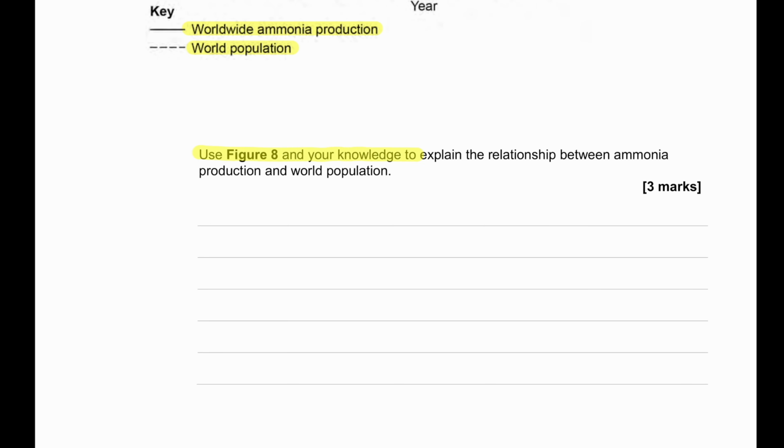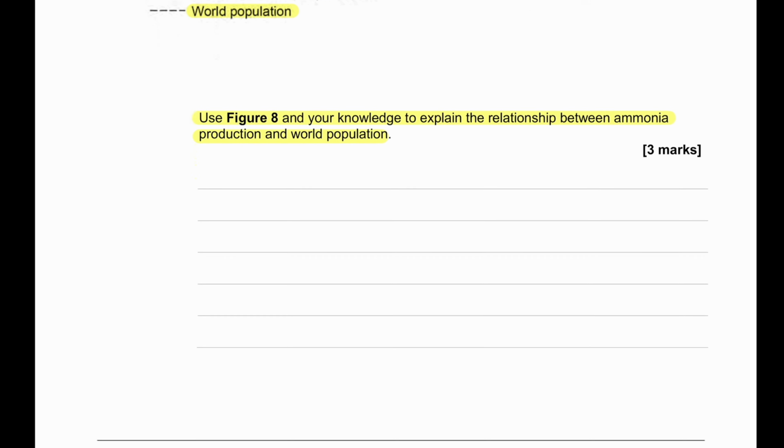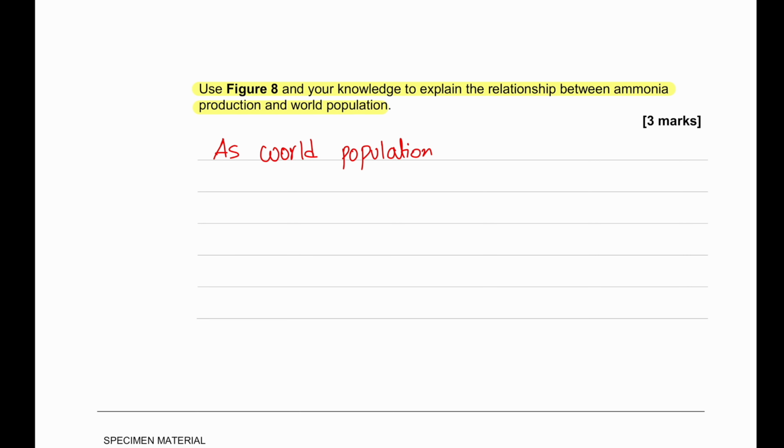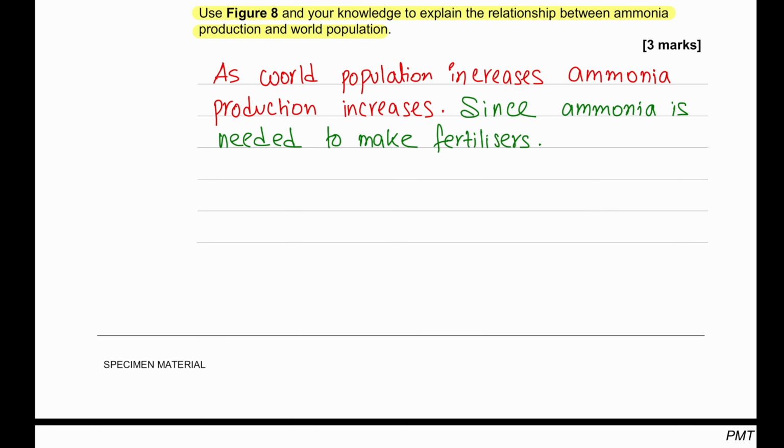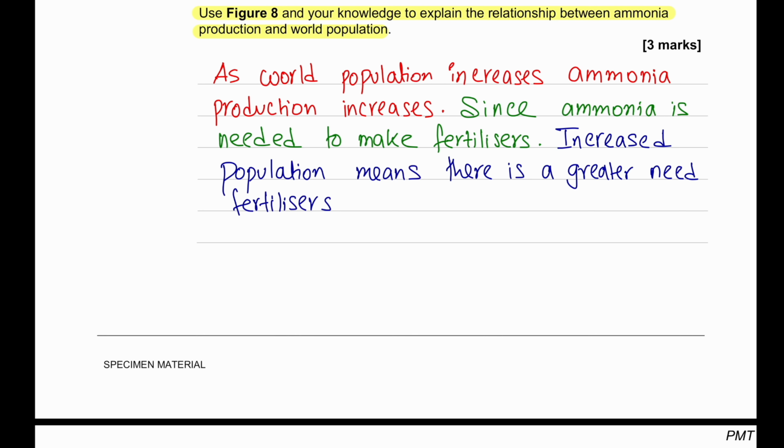Use Figure 8 and your knowledge to explain the relationship between ammonia production and world population. We can see from the graph that as the world population increases, the ammonia production increases. Ammonia is actually used for fertilizers. So an increasing population creates an increasing need for fertilizer, since more food is required for an increased population.